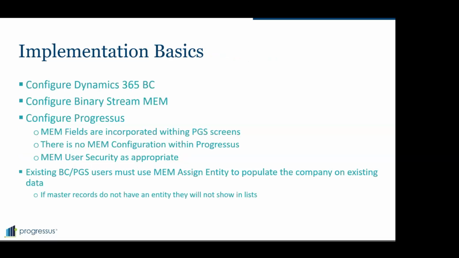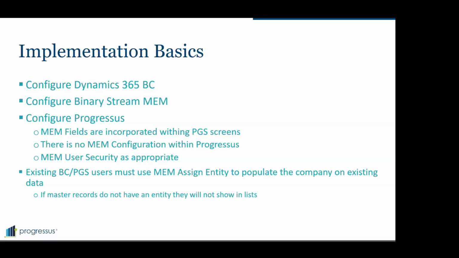And then the next step is to configure it. So what do you do to configure it? Well, first of all, you have to have your BC configured and available. And then you also need to configure Binary Stream. So setting up those global dimensions, defining the values for your companies within those global dimensions, defining the security for your MEM as well. And then the next step is just to configure Progressus.